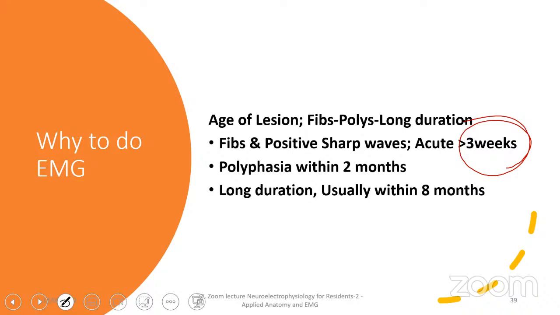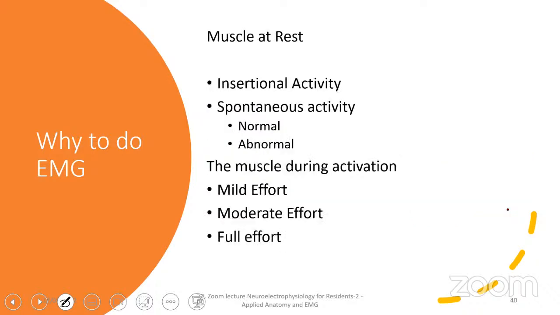Polyphasia will take 3 months. So if you see polyphasia on EMG, you can clearly think that it could be 2 months ago. And usually long duration potentials appear within 8 months. Long duration means it's a chronic episode that happened.